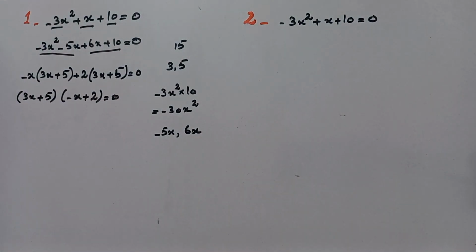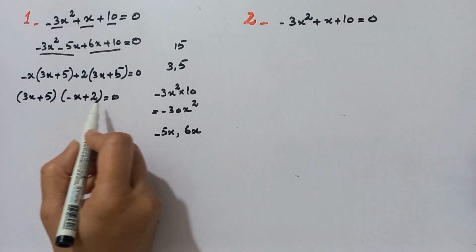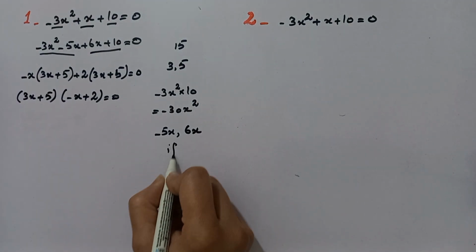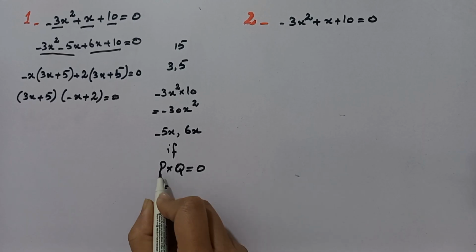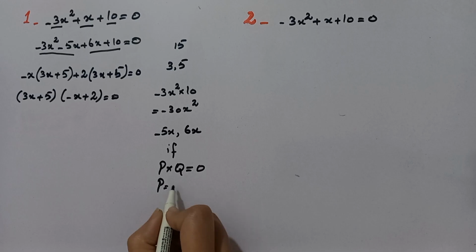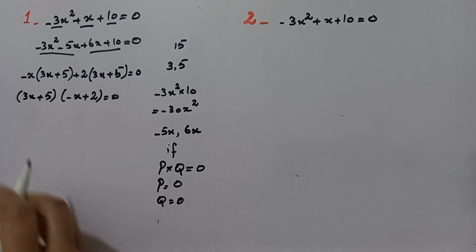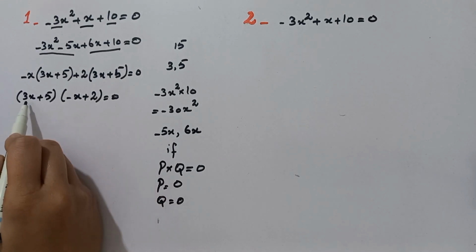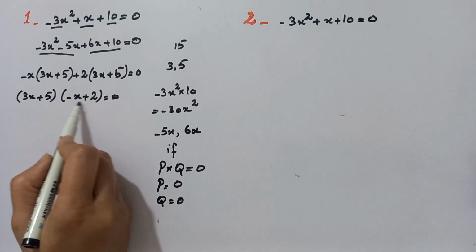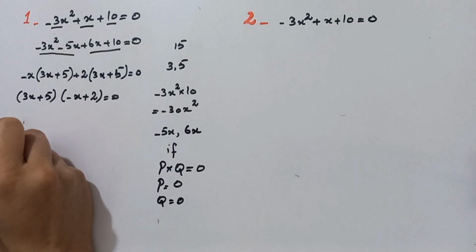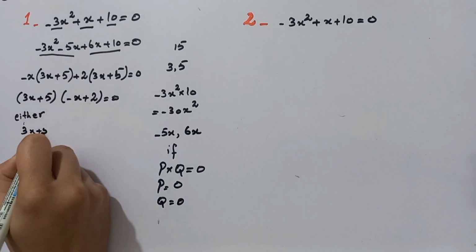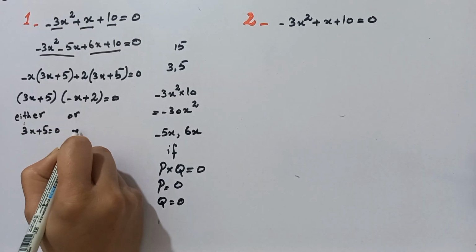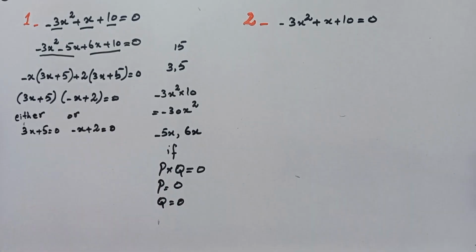Now here we use the zero factor property, which is when the product of two factors is equal to 0. If p and q are two factors and their product is equal to 0, then either p is equal to 0 or q is equal to 0. So if the product of two factors is equal to 0, then either this factor is equal to 0 or this factor is equal to 0. So either 3x plus 5 equal to 0 or minus x plus 2 equal to 0.